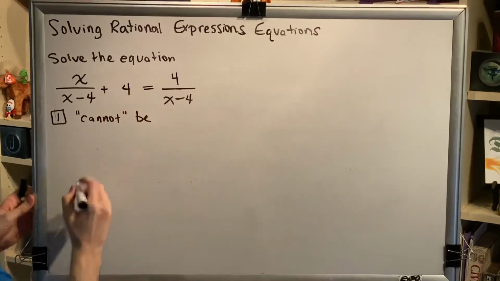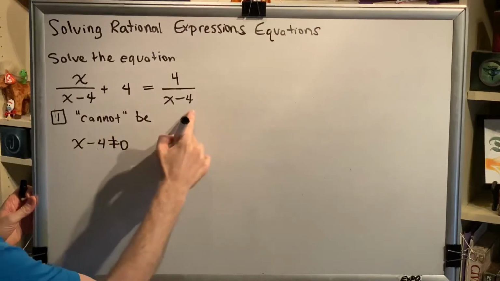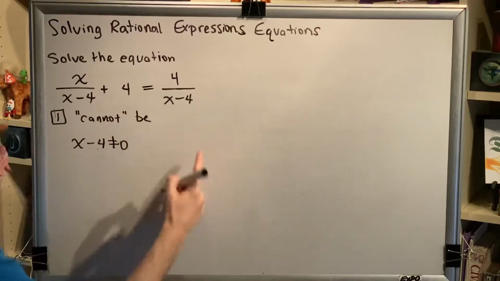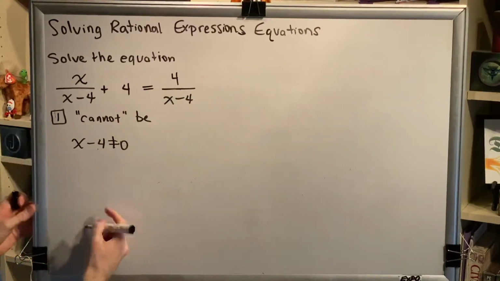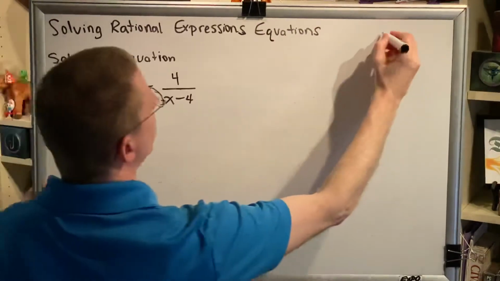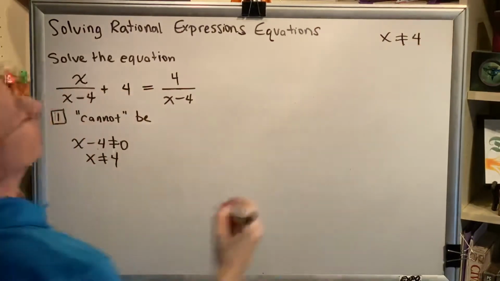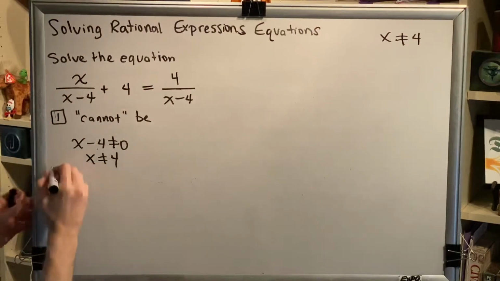Well, we're not allowed to have 0 in a denominator, so x minus 4 is not allowed to be 0, and x minus 4 is not allowed to be 0. These are the same, I don't have to write it twice. Solving, I get x is not allowed to be 4. So I'm going to put that up here in the upper right-hand corner just as a reminder. X is not allowed to be 4 for this problem.